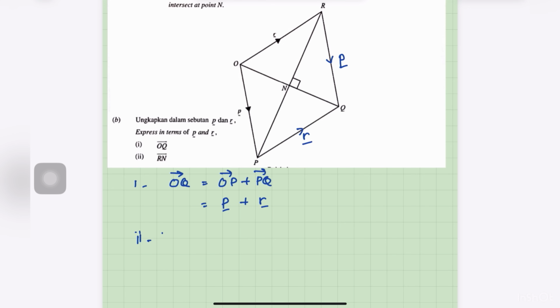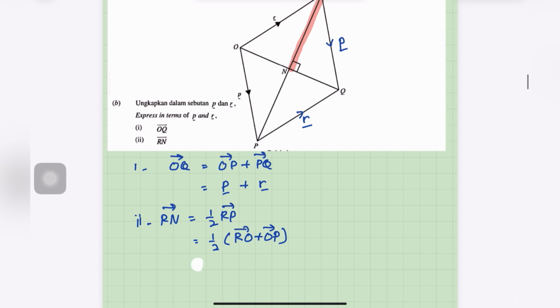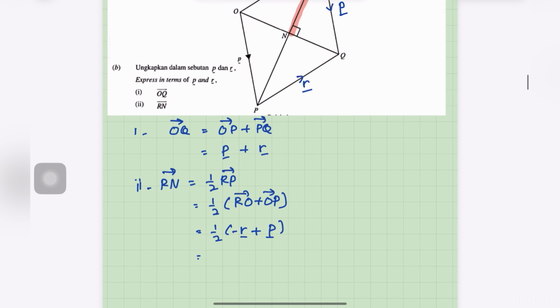Okay, so then Roman 2, RN. Okay, RN is this one, so half of RP. So equals 1 over 2 RP. Okay, so same triangle law. RP is RO plus OP. Okay, so RO is in the opposite direction, so negative R. So this one is 1 over 2 of negative R plus OP, same direction, so P. So this one is 1 over 2 (P minus R). So we just arrange it: 1 over 2 vector P minus 1 over 2 vector R.